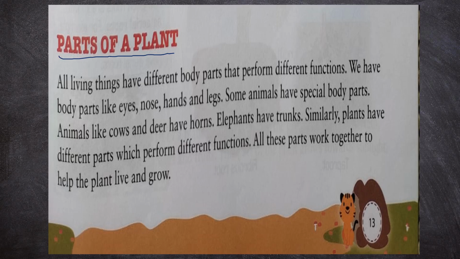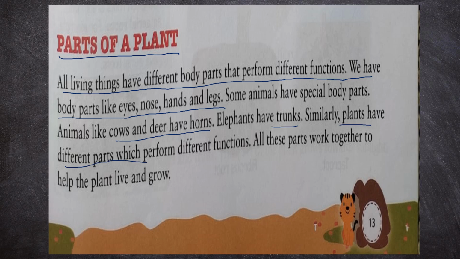Now we will see the parts of a plant one by one. All living things have different body parts that perform different functions. We have body parts like eyes, nose, hands and legs. Some animals have special body parts. Animals like cows and deer have horns. Elephants have trunks. Similarly, plants have different parts which perform different functions. All these parts work together to help the plant live and grow.